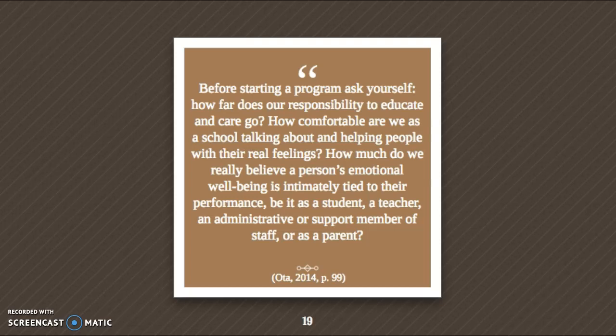In his book, Safe Passage, How Mobility Affects People and What International Schools Should Do About It, Douglas Oda wrote, "Before starting a program, ask yourself, How far does our responsibility to educate and care go? How comfortable are we as a school talking about and helping people with their real feelings? How much do we really believe a person's emotional well-being is intimately tied to their performance, be it as a student, a teacher, an administrative or support member of staff, or as a parent?"